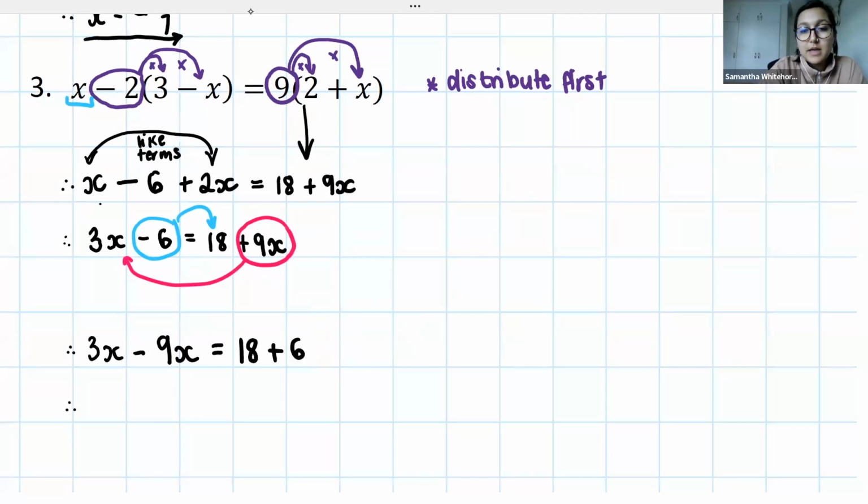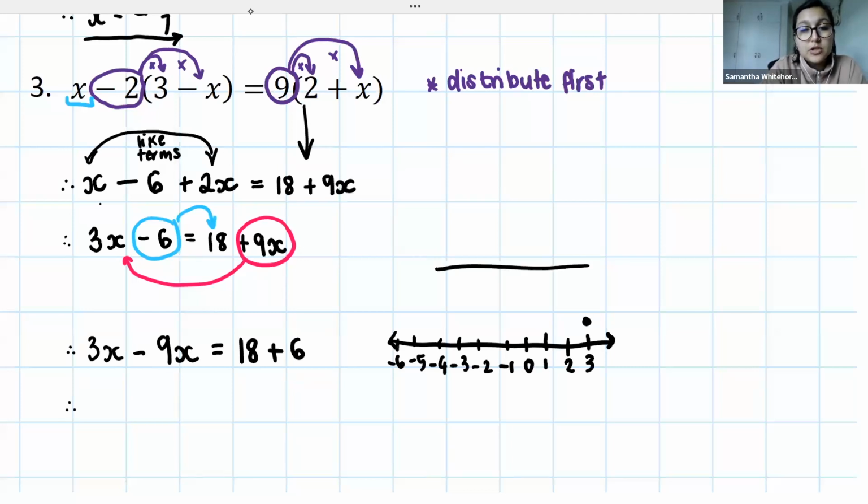3x minus 9x, again, if you need a number line, that's cool. Otherwise, grab your calculator and that will help you. But if we just think about this 3x minus 9x, I'm subtracting a lot more than what I initially had. And so the likelihood is that I'm going to end up with a negative number. But again, draw your number line if you need. Here I am at 3. I'm subtracting, so I'm moving towards negative infinity. 1, 2, 3, 4, 5, 6, 7, 8, 9 takes me to negative 6x. On the right, 18 plus 6 is 24.